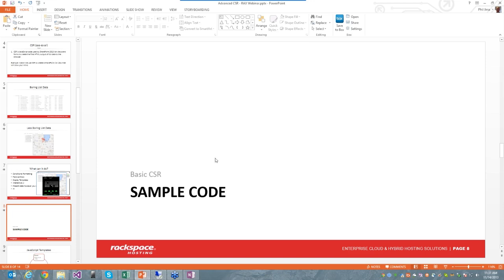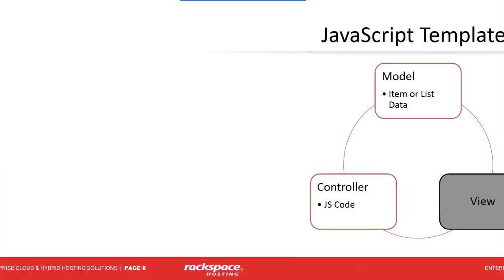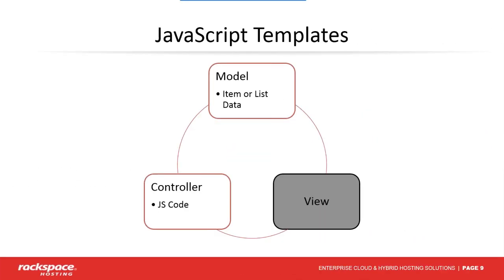Let me hop back over to our slides really quick to explain a little bit more about that. The way I've been thinking about this lately is to imagine it in the sense of the MVC development pattern, where in the CSR that we're creating, our model is represented by the item data or the list data that we're receiving. Our controller is really the JavaScript code that's registering our override, and then the function that gets called each time we hit an item or the view.